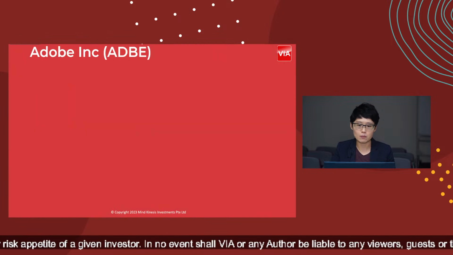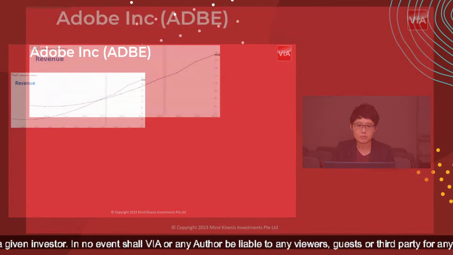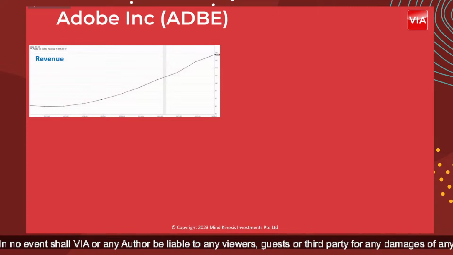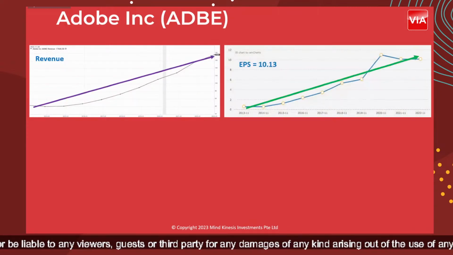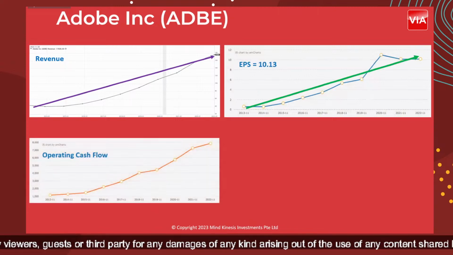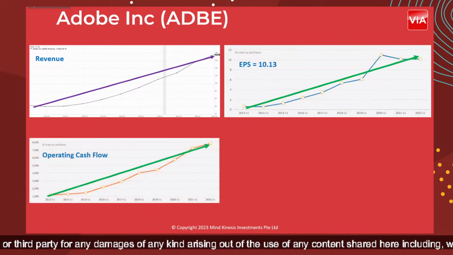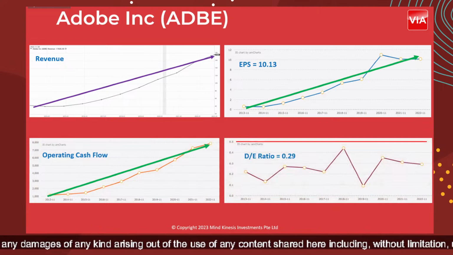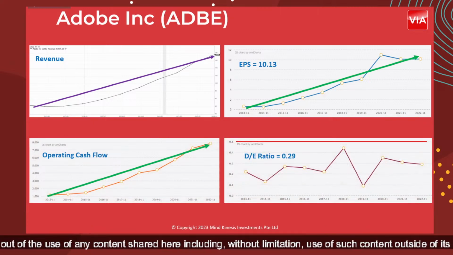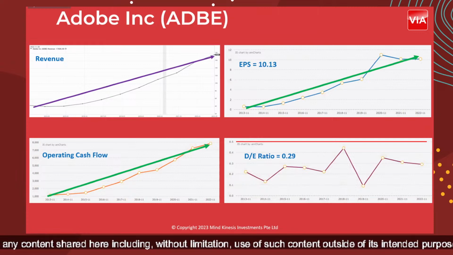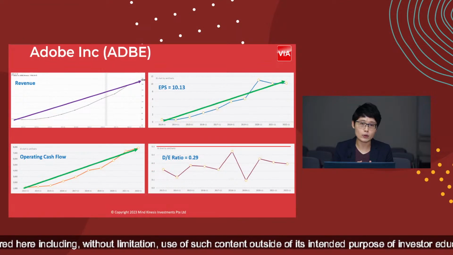And now we'll come back to the financial metrics. The revenue, like the past two companies, is in a positive, consistent uptrend. And EPS is also the same. Operating cash flow is also a similar trend. And the debt to equity ratio is also below 0.5. So with this, we find out about these three companies. It looks good in our opinion.